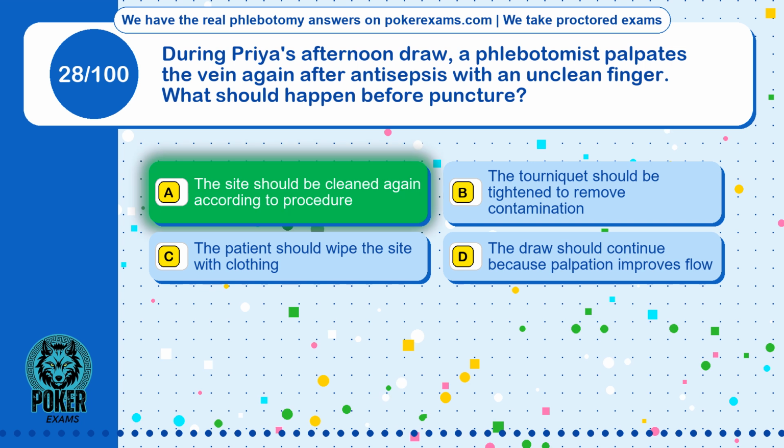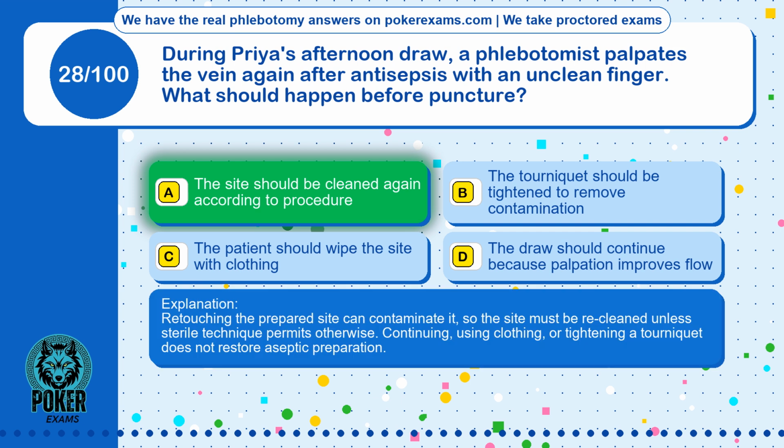The correct answer is option A. The site should be cleaned again according to procedure. Retouching the prepared site can contaminate it, so the site must be recleaned unless sterile technique permits otherwise. Continuing, using clothing, or tightening a tourniquet does not restore aseptic preparation.